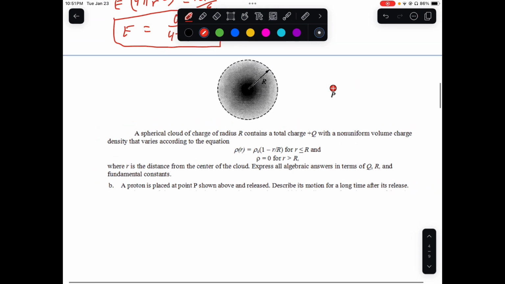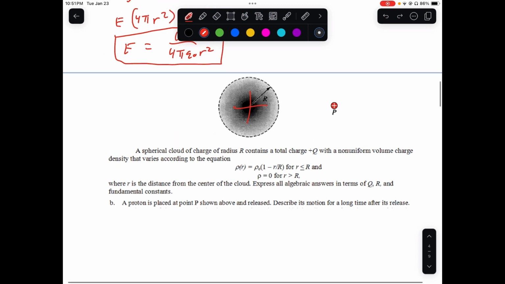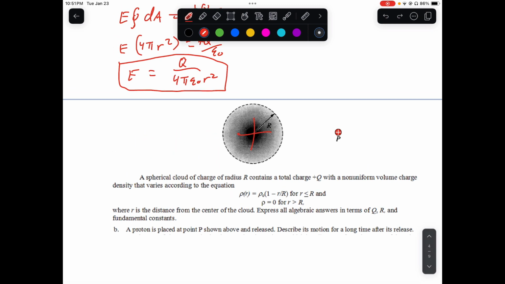Now, part B: a proton is placed at point P shown above and then released. Describe its motion for a long time after it's released. I put a little positive charge there to help us visualize it. Remember that this charged cloud has a positive Q in there. Because like charges repel, the little proton is going to be repelled away from the cloud, following the electric field direction. But the repulsion really is the force.